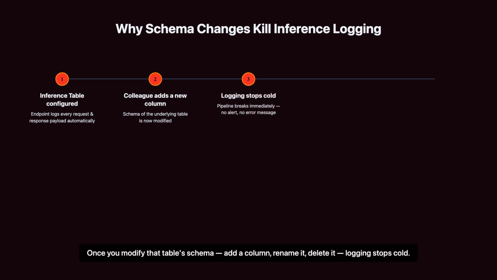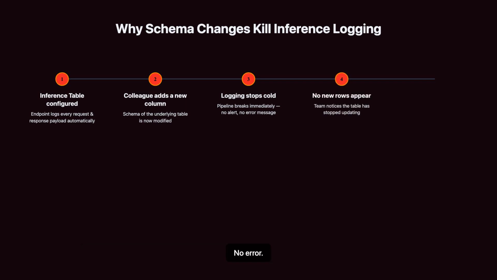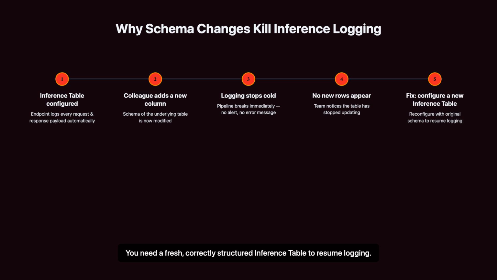Once you modify that table's schema, add a column, rename it, delete it, logging stops cold. No error, no warning, just silence. The 10 MB limit? That only drops oversized individual payloads, not everything. A restart won't fix it either. You need a fresh, correctly structured inference table to resume logging. That's the trap. The schema change looks harmless, but it kills the whole pipeline.